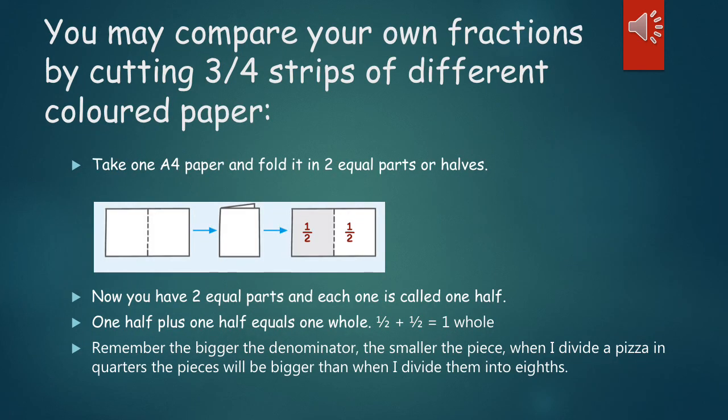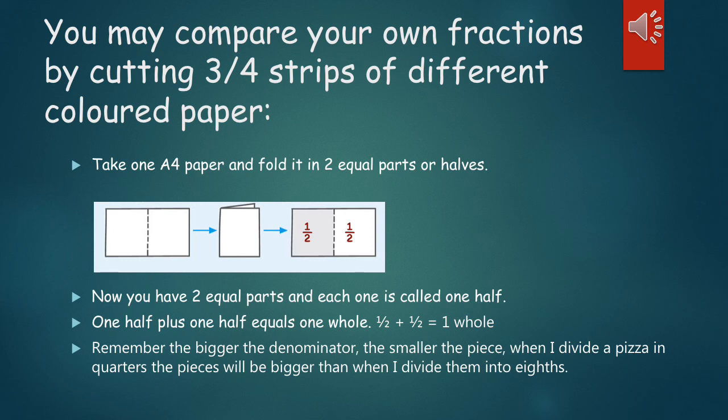You may compare your own fractions by cutting 3 or 4 strips of different colored paper. Take 1 A4 paper and fold it into 2 equal parts or halves. Now you have 2 equal parts and each one is called 1/2. 1/2 plus 1/2 equal 1 whole. So a half plus a half equals 1 whole.